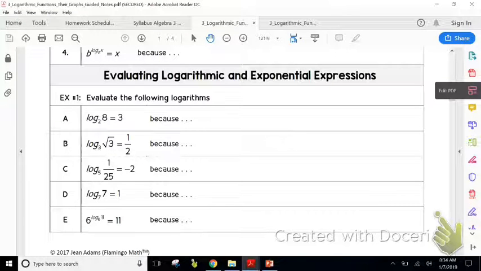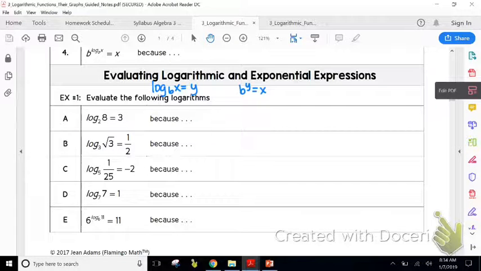All right, so A says log base 2 of 8 equals 3. That's in log form, right? So in that case, we're going from log base b of x equals y, and we want to rewrite it in exponential, so b to the y equals x. So if you need to, label your parts.